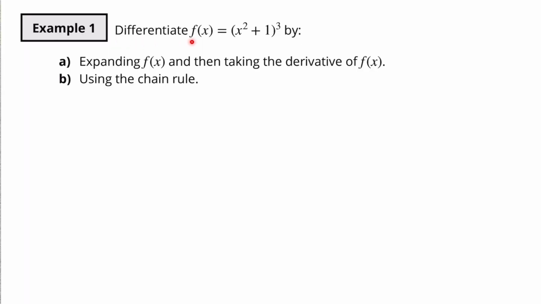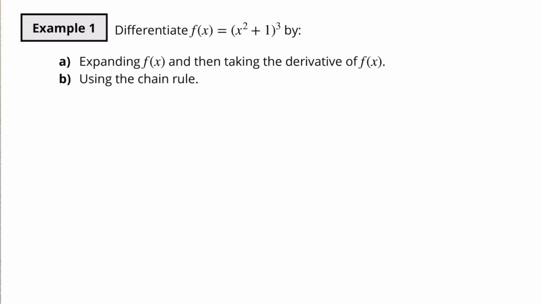So I think this will make a little bit more sense when we can see two processes side by side, so we can see how we get to this derivative and how this all plays out. We're going to differentiate f of x, where we've got x squared plus 1 to the third power. We're going to first do that by expanding f of x, so multiply all this stuff out, which is probably how you've learned to do derivatives so far. You multiply everything out and take the derivative of all the individual pieces. And then we're going to find the derivative using the chain rule.